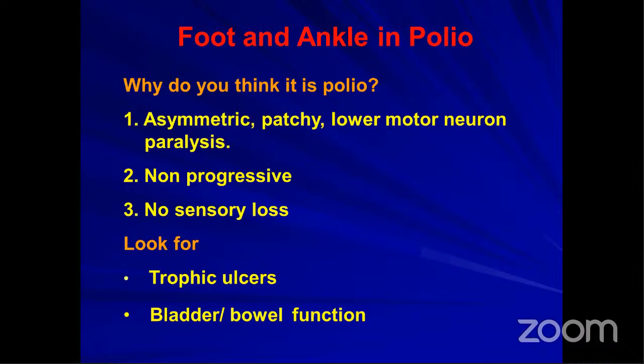So you boldly tell the examiner, sir, this is an acquired paralysis, an acquired deformity, not from birth, number one. Number two, there is paralysis, which is lower motor neuron. And the lower motor neuron paralysis is asymmetric. It is patchy. Clear definition of the paralysis that is there. And on top of that, it is non-progressive. It's a pure motor paralysis, no sensory deficit. That sums up your polio paralytic condition.